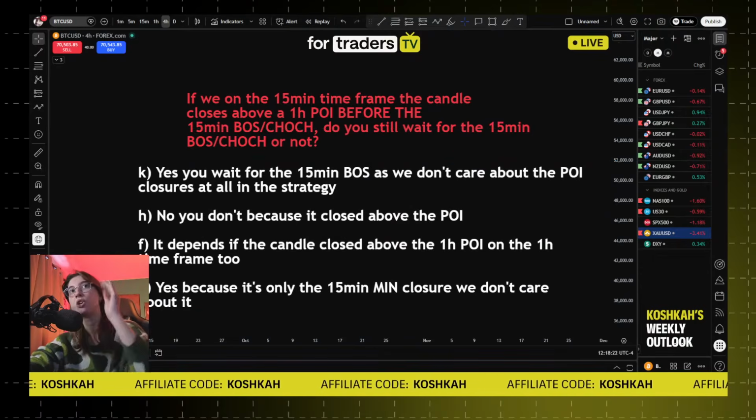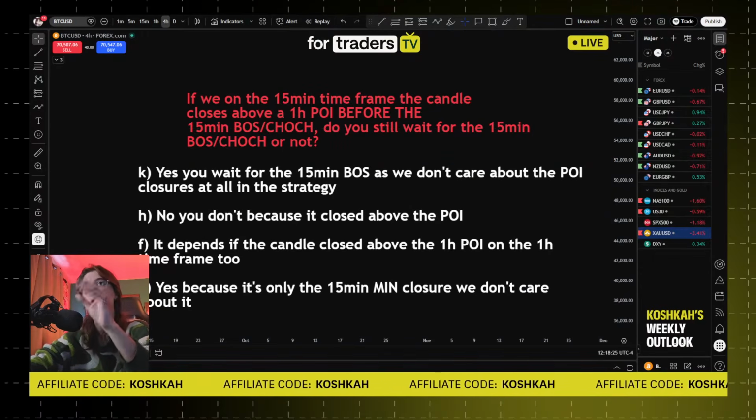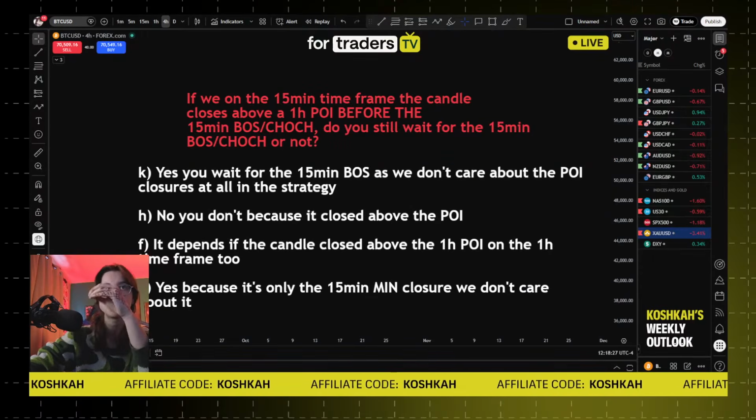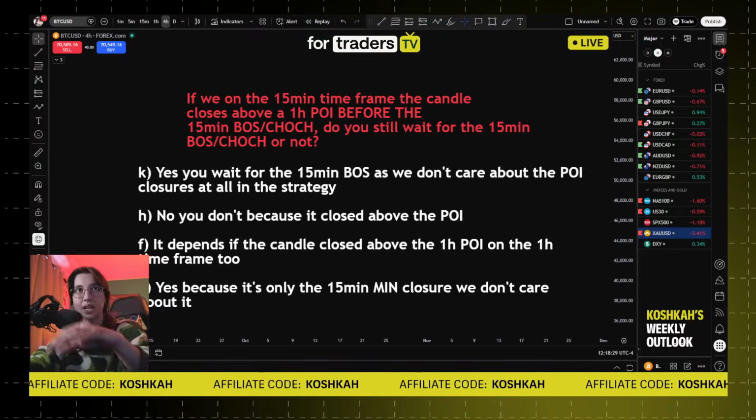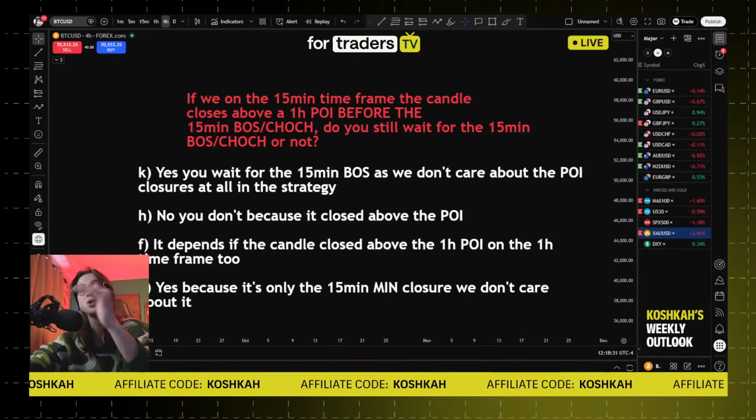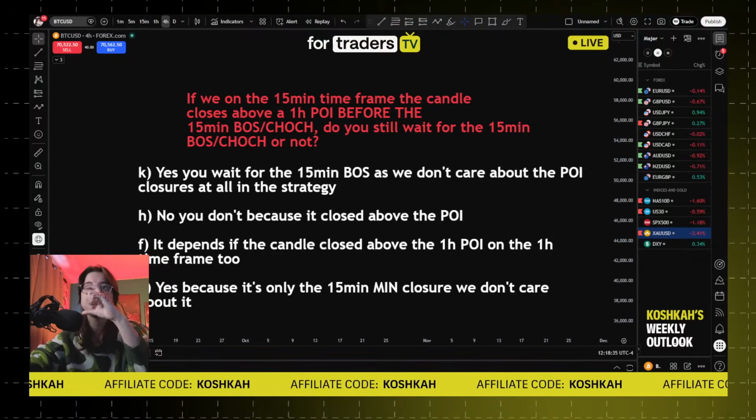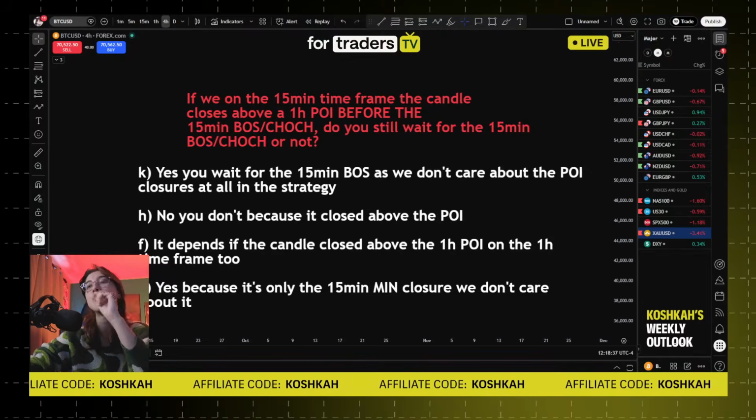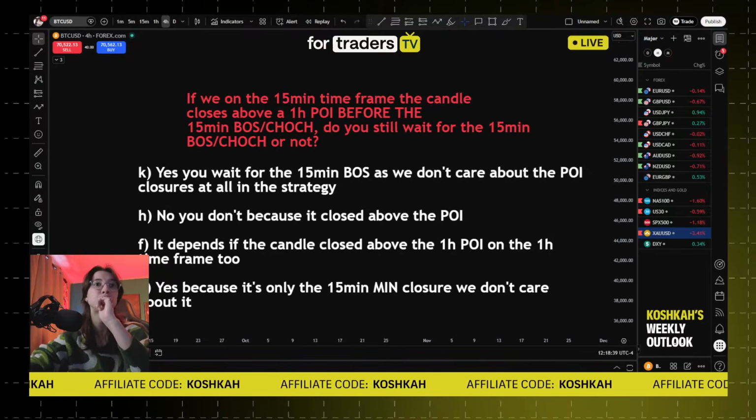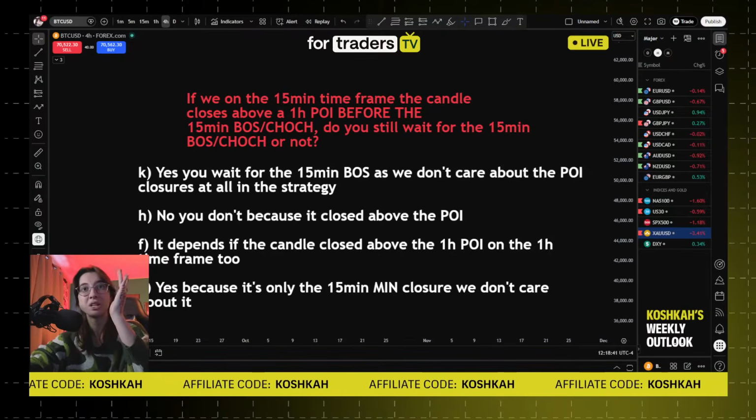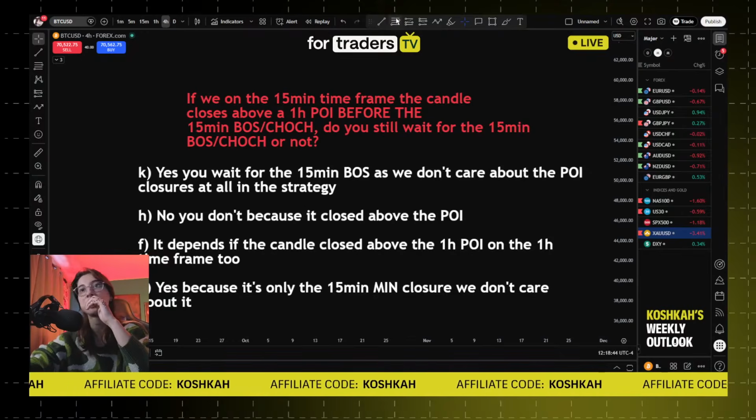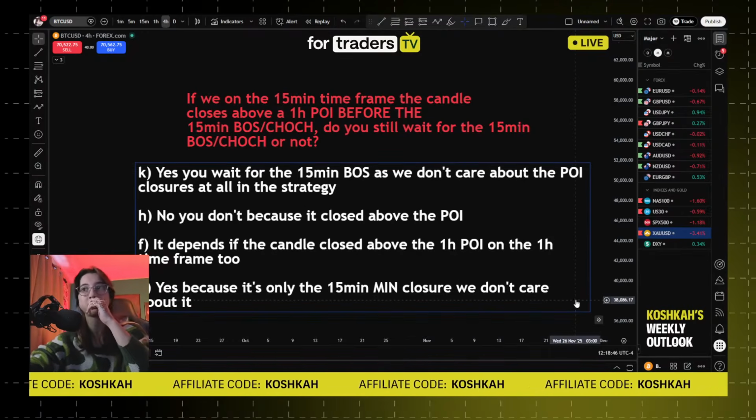So yes, you wait for the 15-minute break of structure, as we don't care about the POI closures at all in the strategy. Okay, H, no you don't, because it closed above the POI. F, it depends if the candle closed above the 1 hour POI on the 1 hour time frame too. Or yes, because it's only the 15 minutes closure, we don't care about that.